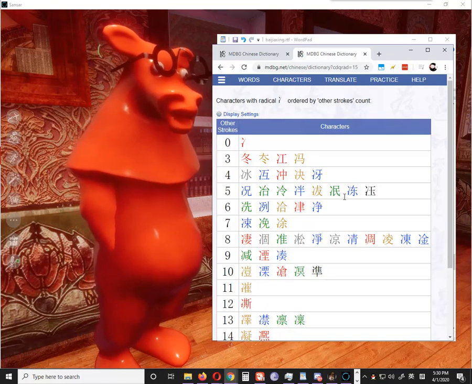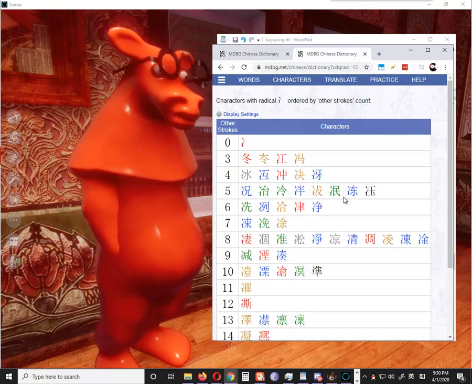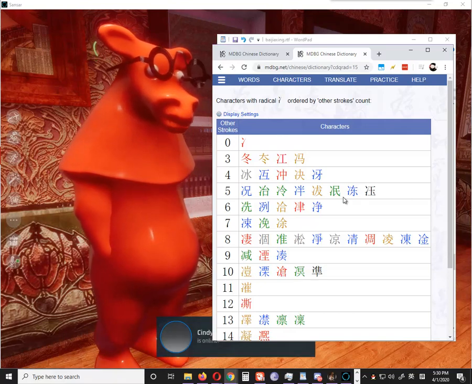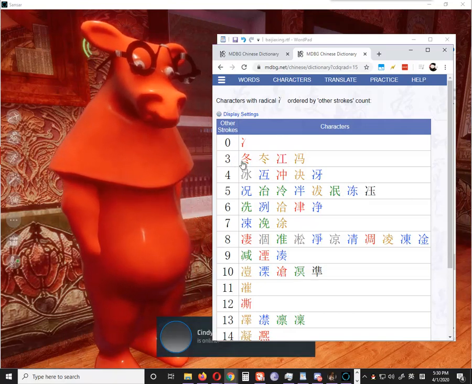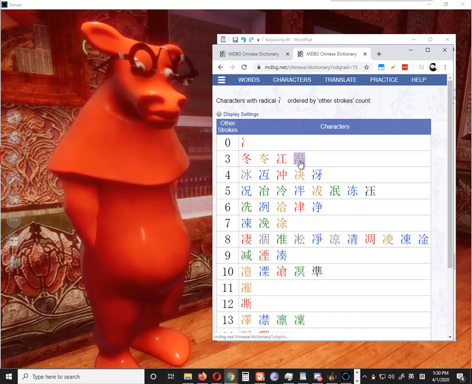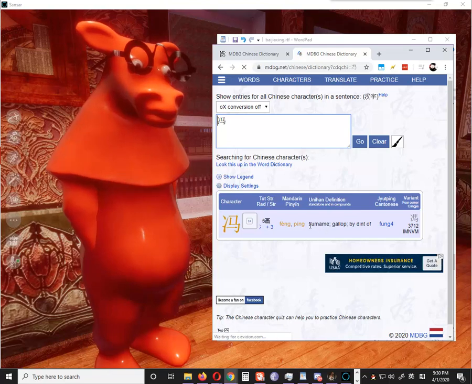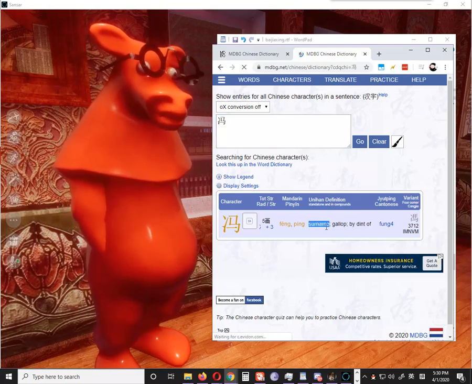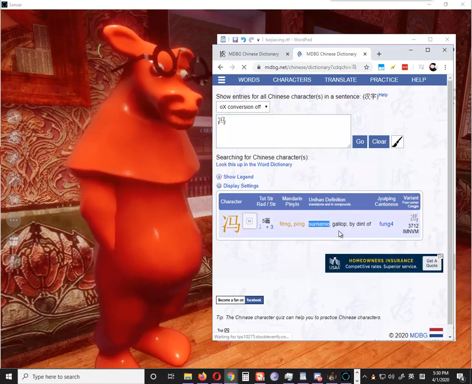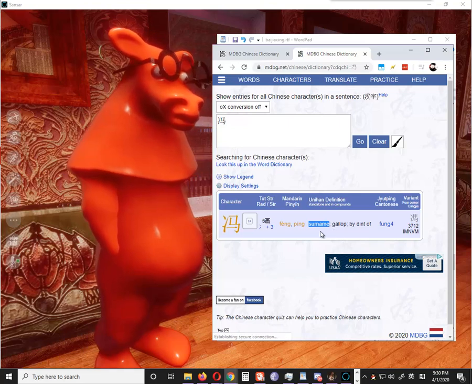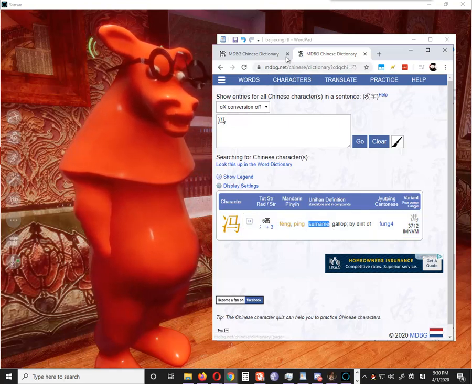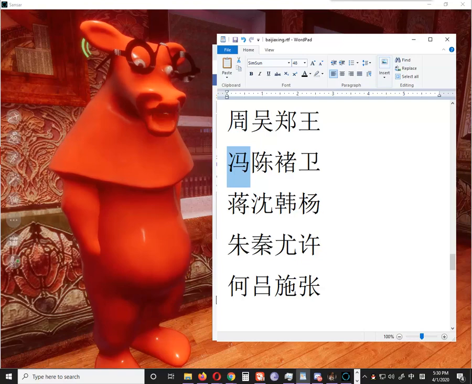Now, how many strokes? 1, 2, 3 more strokes. So I'm going to look in the number 3 category, and there it is. Feng, the second tone, right? And its first category is a surname. Okay, so there we go. Feng.